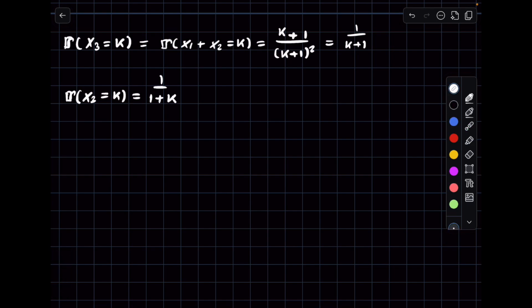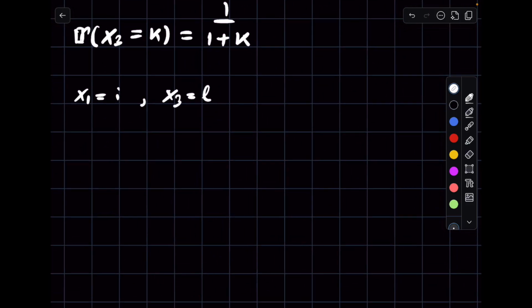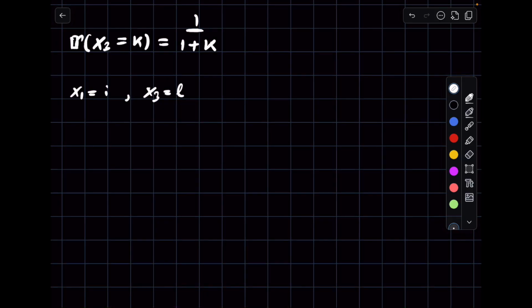So let's do that, right? Let's take the case where x1 is going to be equal to I and x3 is going to be equal to L. So let's see what happens whenever x3 is greater than x1, meaning L is greater than I. Then it means that if we subtract these two numbers, this is going to be in the range of 0 to K, because a bigger number subtracted by a lesser number will always be positive.